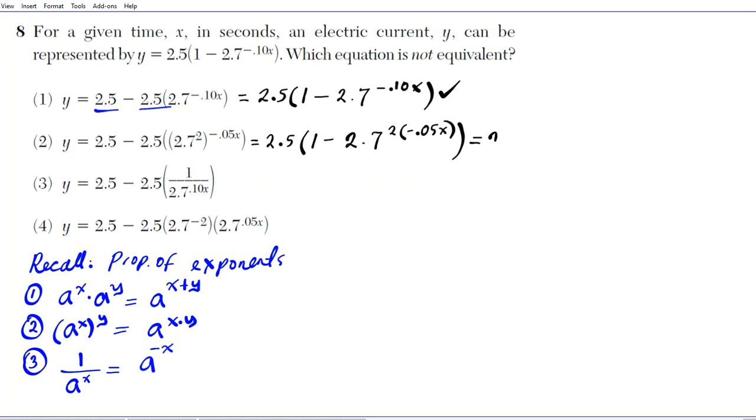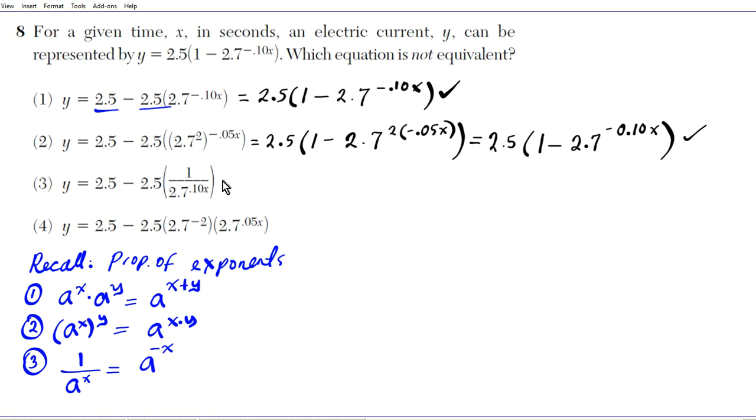And then to simplify it, we just have 2.5 times 1 minus 2.7. Now 2 times 0.05, you can work that out in your calculator, is just going to be 0.1. So it's going to be negative 0.10x. Is that the same as the original problem? It certainly is, so this is also equivalent.